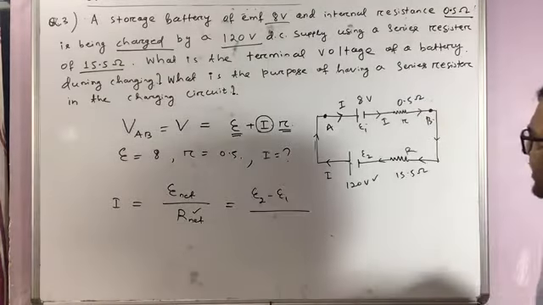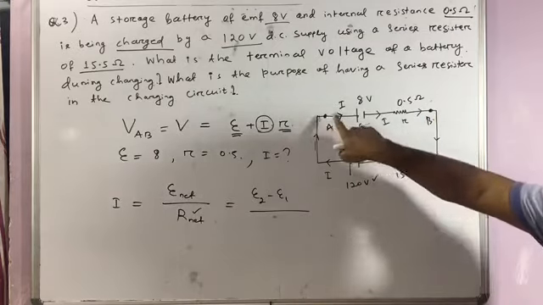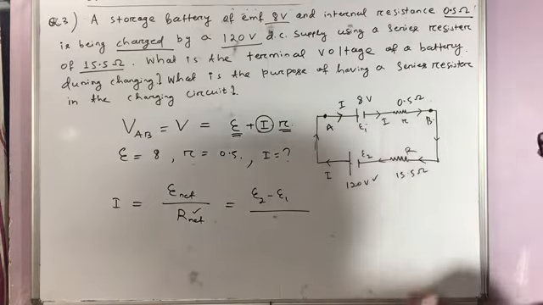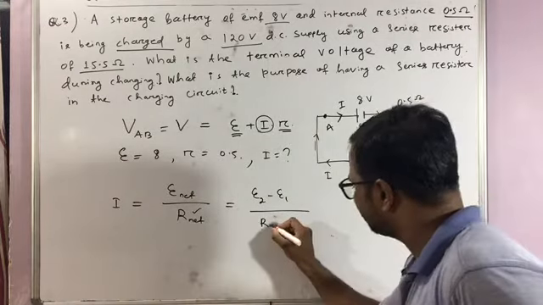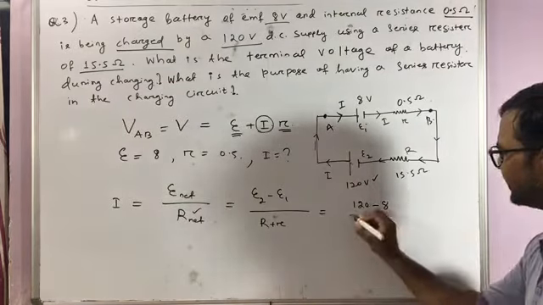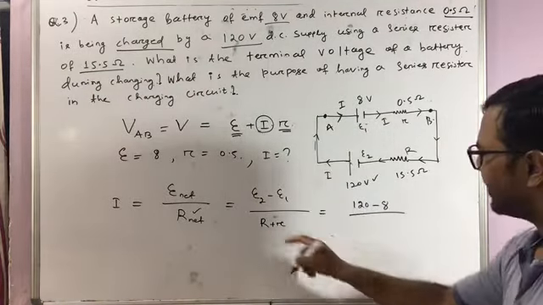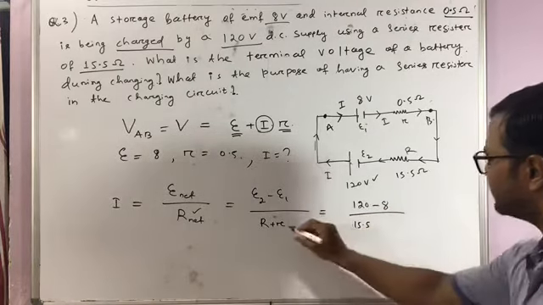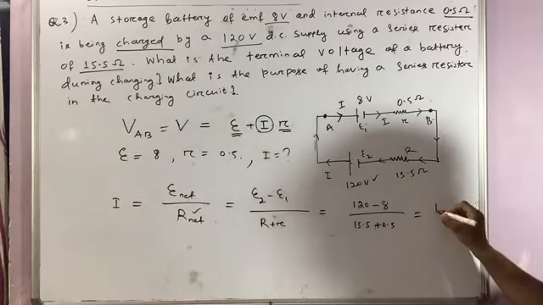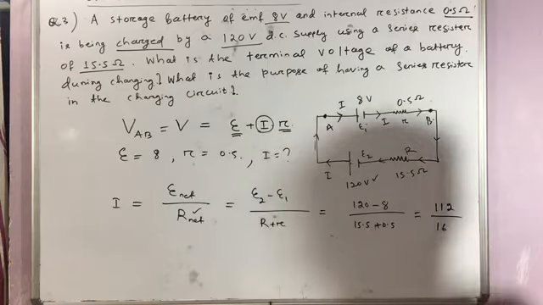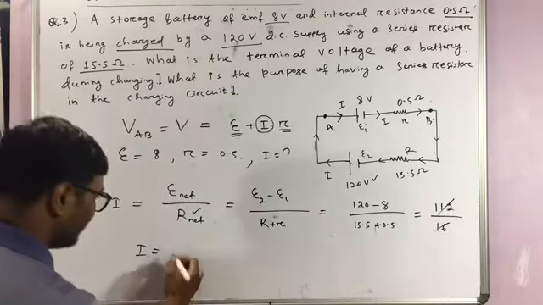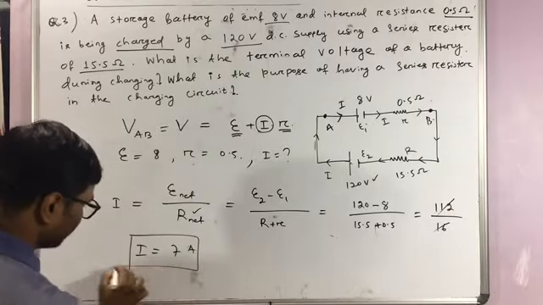R net is the entire resistance of this network. As the current is continuously flowing in the circuit, whatever resistance comes in its path, all are collectively in series. So the total resistance will be R plus small r. The value of the current is 120 minus 8, that is E2 minus E1, divided by R, which is 15.5, plus small r, 0.5. So 112 divided by 16 gives 7. So I is 7 ampere.